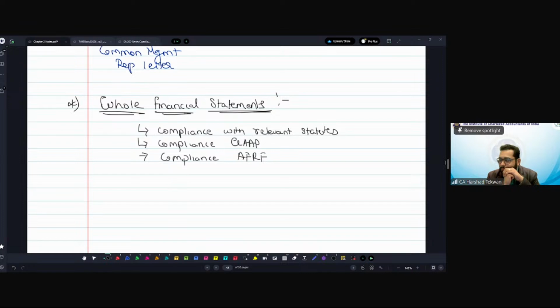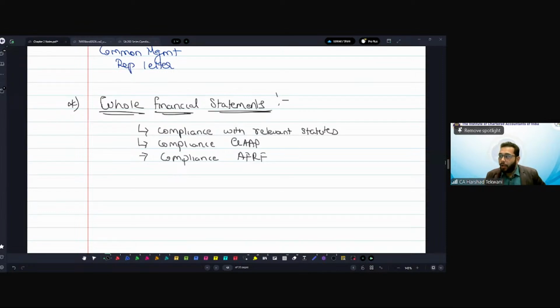Sir, it may depend upon whether Ind AS or AS is applicable to them. As per that concept, they will be following their respective framework. So, okay, let's say AS is there, then Section 133 of the Companies Act. Schedule 3 of the Companies Act.